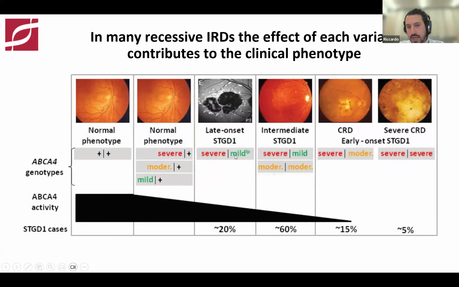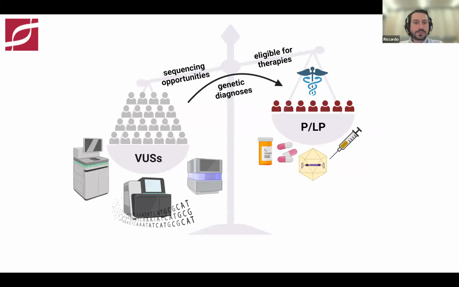But then depending on whether you have a combination of severe and mild, or severe, or two moderates, or severe and moderate, you might experience different degrees of severity, ranging from late onset Stargardt with onset around the 40s, the 50s, and on to what is now called intermediate Stargardt, like a standard textbook clinical phenotype. And it's very rare, we're talking about 5 to 15% of cases, that biallelic combinations of ABCA4 severe variants or severe plus moderate variants can give rise to more complex phenotypes.